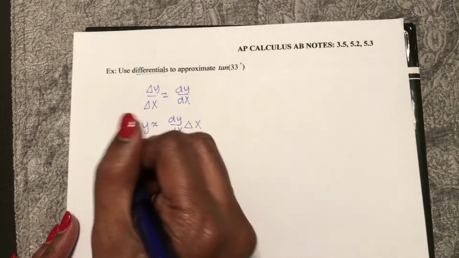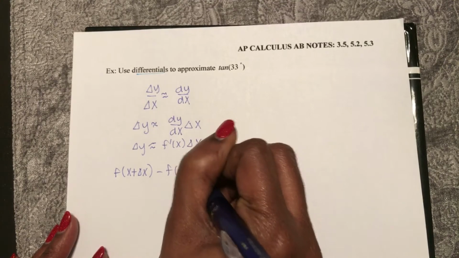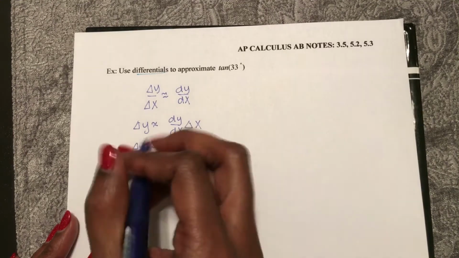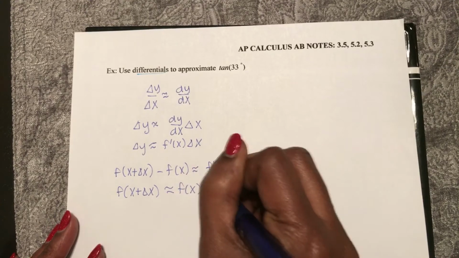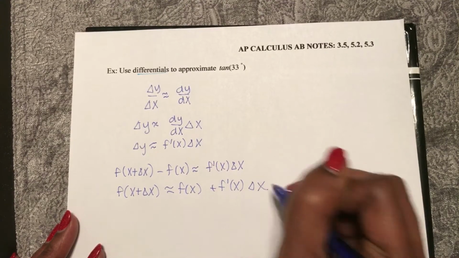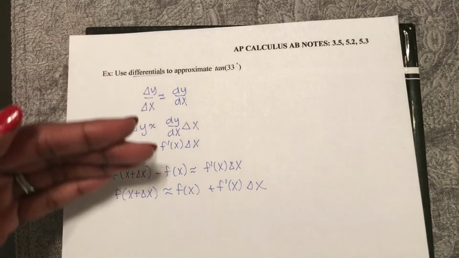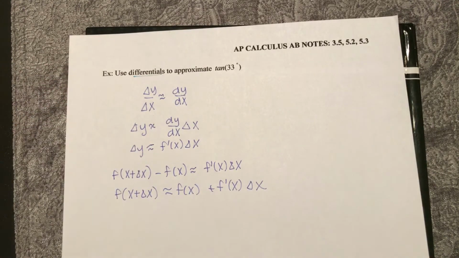So now delta y, remember, is f of x plus delta x minus f of x, which is approximately f prime of x delta x. And then if I'm going to approximate, f of x plus delta x is approximately f of x plus f prime of x delta x. Now, yes, could I memorize this? Of course. But showing these steps, you could probably get this down to one, two, three steps. It shows me that you understand that you're using a differential and not just a linear approximation, your tangent line.